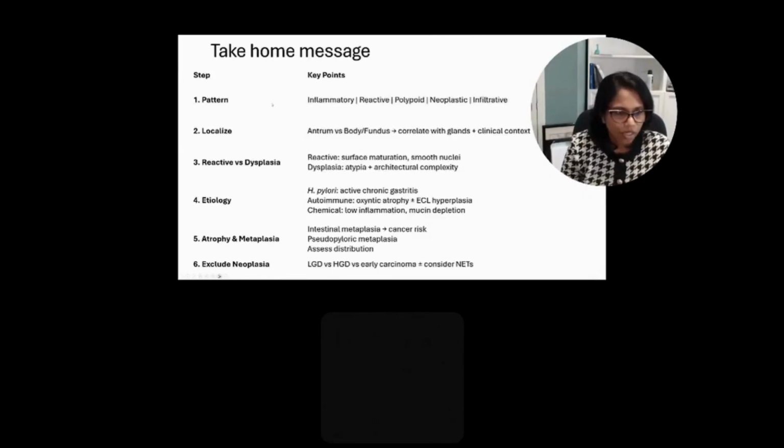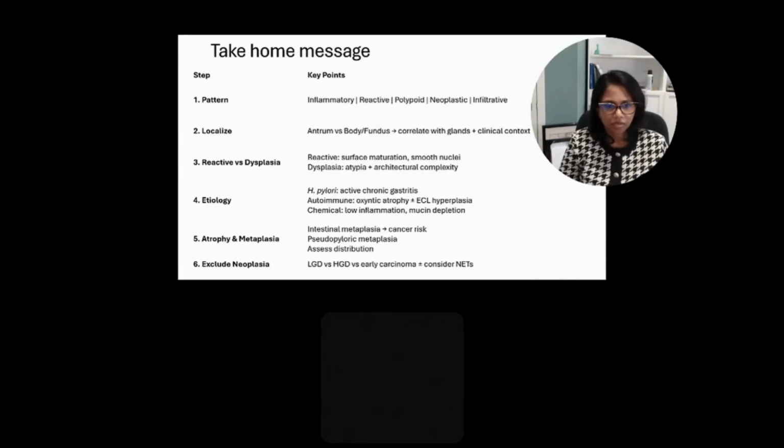So I've come to my conclusion slide, an overview take-home message at the end of everything. How we approach gastric biopsies in general: we look at the pattern of inflammation. Is it inflammatory? Is it reactive? Is it polypoid? Do you see an infiltrative process or a neoplastic process? You want to localize the pathology. Is it in the antrum, body, fundus? And certainly it ties in very importantly with the physiology of the stomach and clinical context.